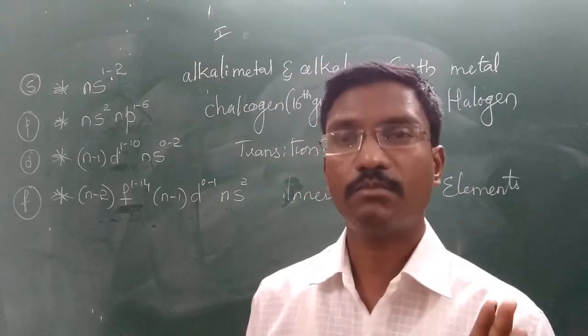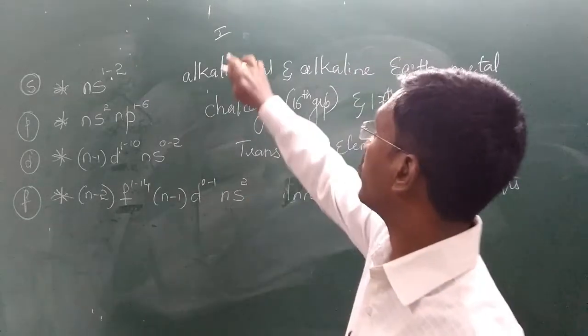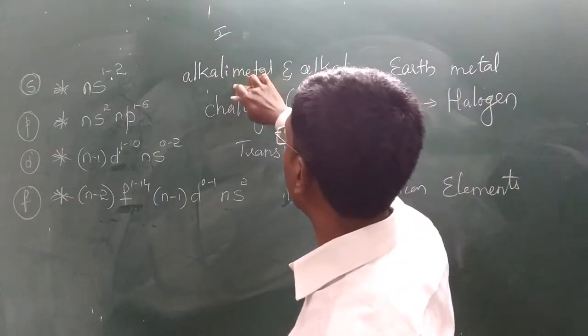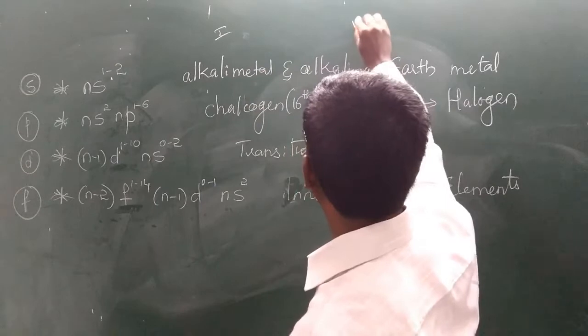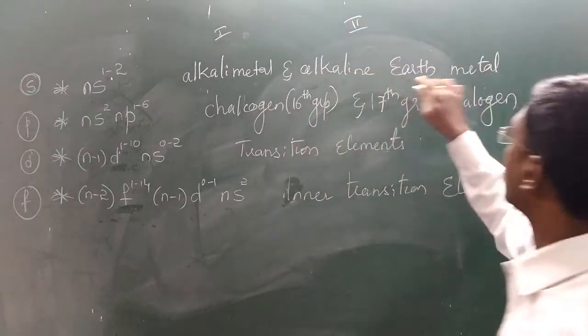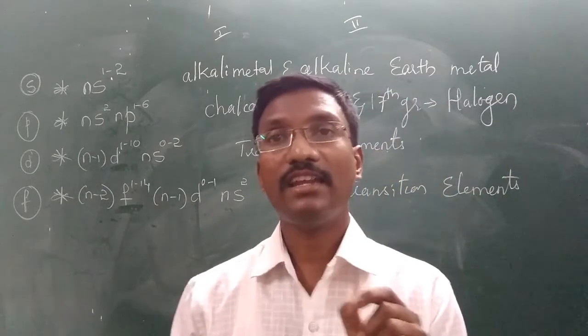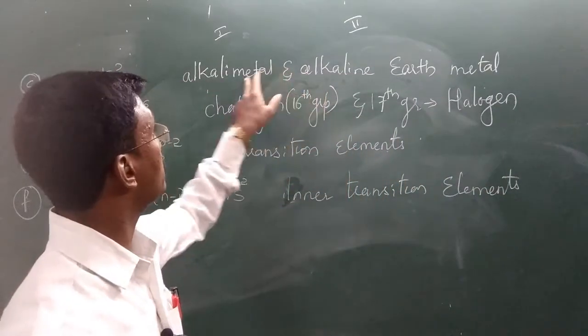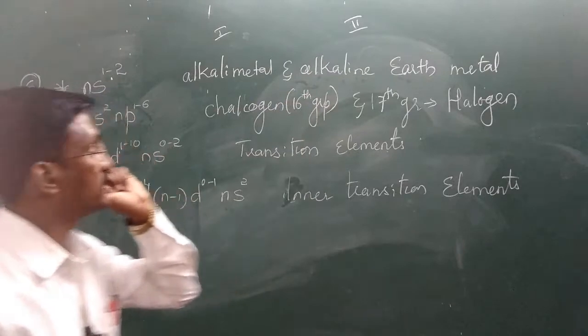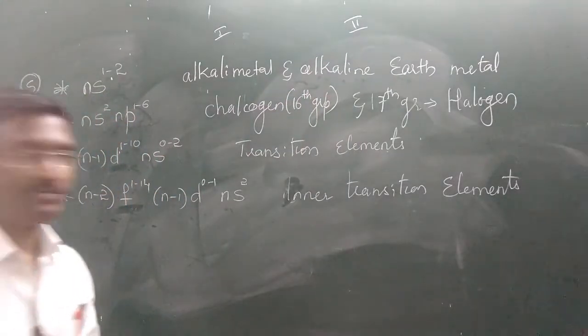Alkali metals are generally the elements of the first group. First group elements are called alkali metals, and second group elements are called alkaline earth metals. So: alkali metals and alkaline earth metals. This is about the basic elements.